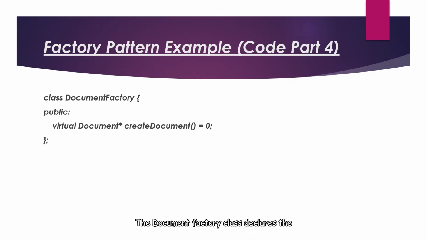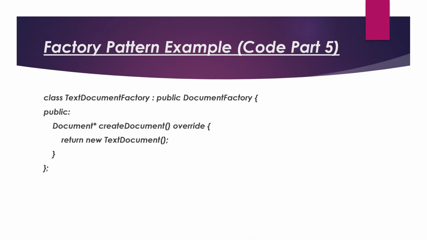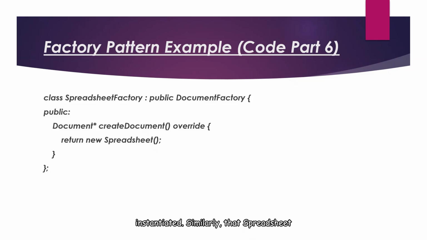The DocumentFactory class declares the factory method createDocument. This class acts as a blueprint for creating documents, but it does not implement the logic for creating specific document types. It leaves that to the concrete creator classes. The TextDocumentFactory is a concrete creator that implements the createDocument method. This method returns a new instance of TextDocument. The client code can call this method without worrying about how the text document is instantiated.